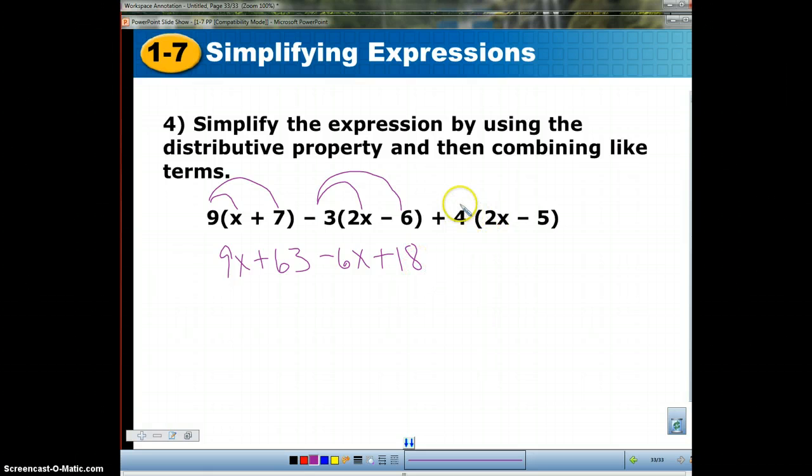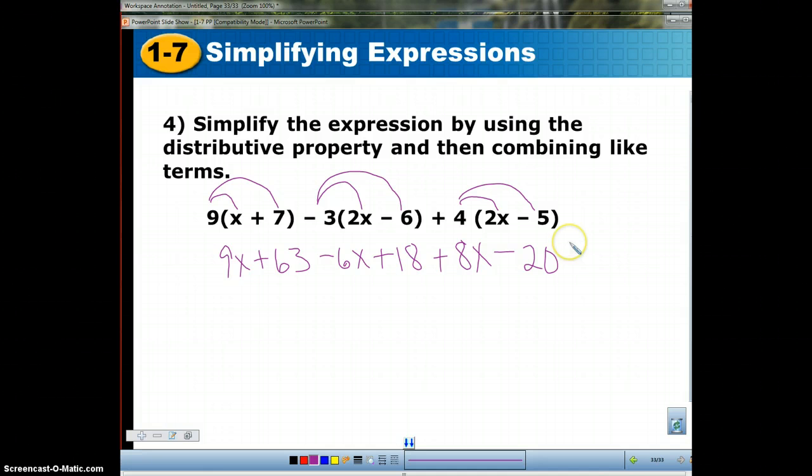Finally, do the same thing here. I'm going to multiply this. It's a positive 4. So a 4 times 2x and a 4 times a negative 5. 4 times 2x is a positive, so I put a plus 8x. 4 times negative 5 is negative 20, so I put a minus 20.